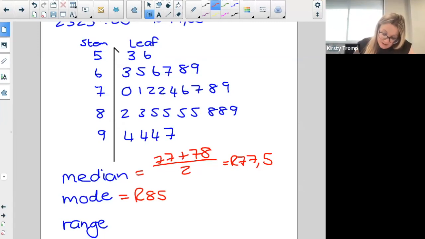Then I'm looking for the range. What is range? Range is the highest number, 97, minus the smallest number, 53, and that's going to give me 44 rand. Guys, you notice how I put the rand after each time? It's really important that you put the rand symbol.